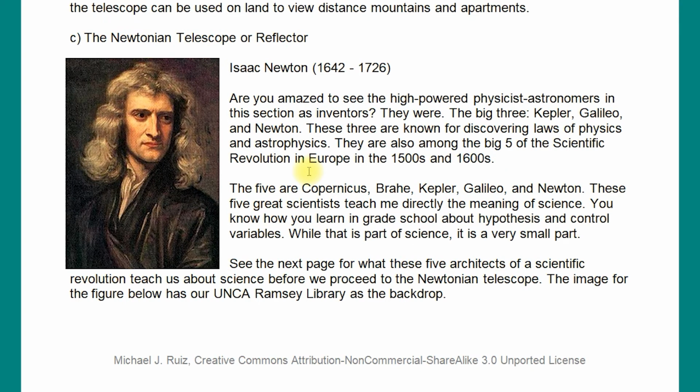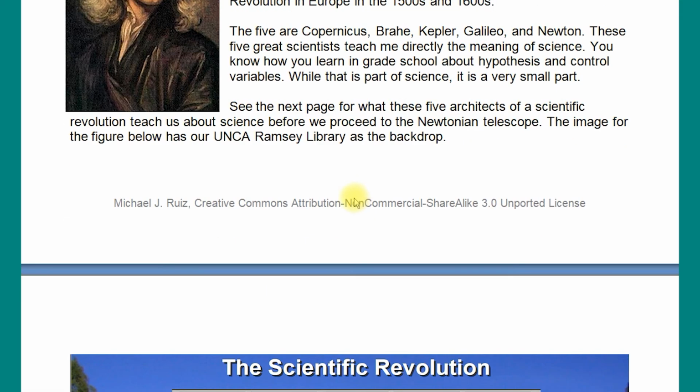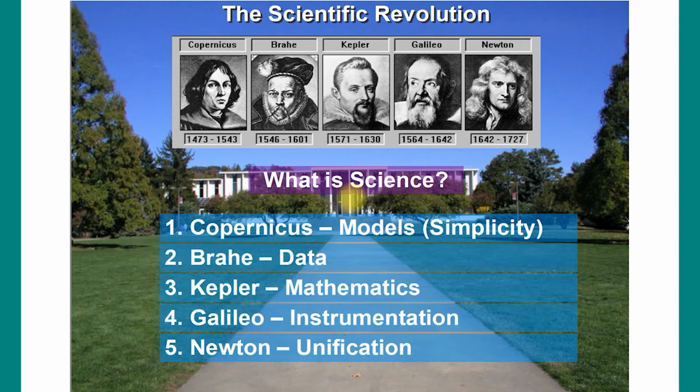Newton. And here, I like to pause and talk about these scientists who were astrophysicists, as we call them today, and also inventors and architects of the scientific revolution that happened in Europe in the 1500s and 1600s. This spanned almost two centuries, or a good century and a half, say. Here they help us understand what science is. In grade school you learn about science being control variables and hypothesis, and that's true, but it's not the only thing that science is.